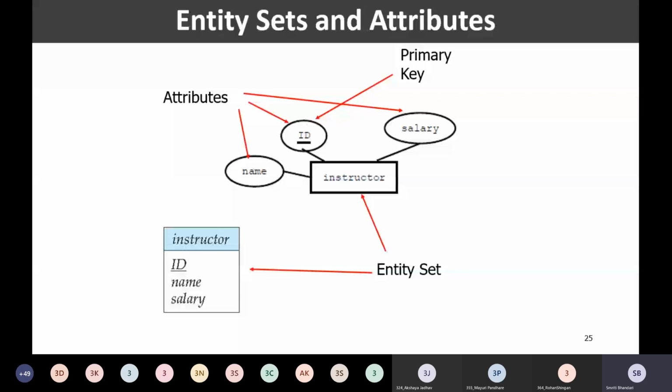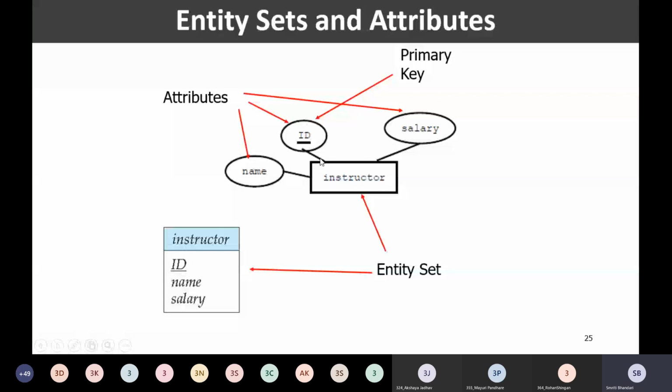Right? So here for this instructor entity set, I have the attribute ID. By making use of this ID, it is possible for me to uniquely identify every instructor. And that is why we say that ID is the primary key. In an ER diagram, if we would like to represent a primary key, we use this notation, an underline for that attribute, which is the primary key.